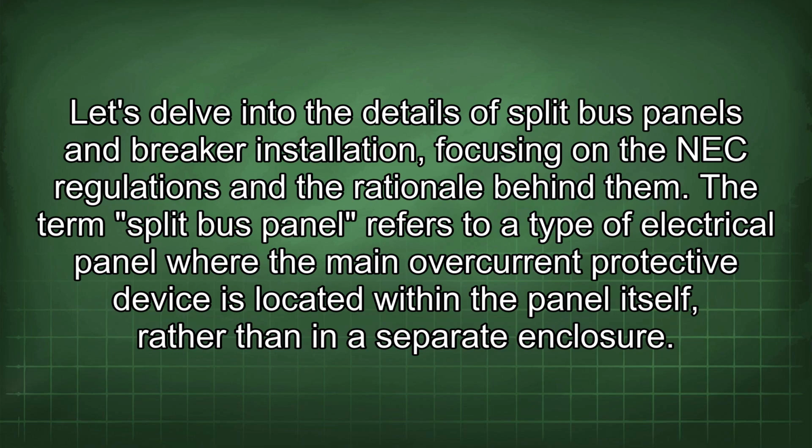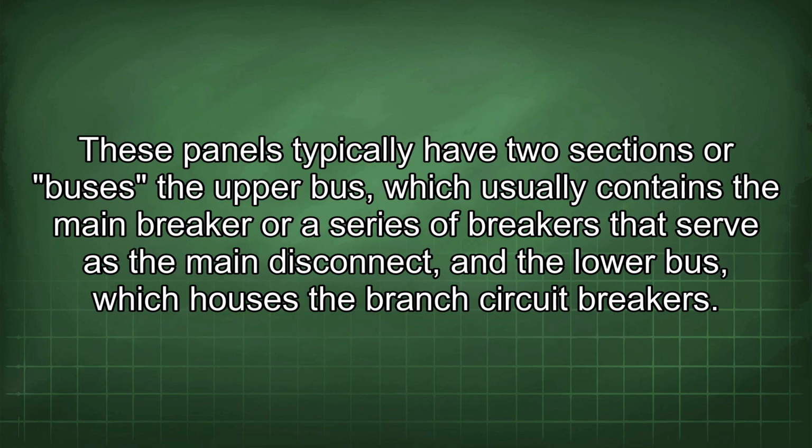The term split bus panel refers to a type of electrical panel where the main overcurrent protective device is located within the panel itself rather than in a separate enclosure. These panels typically have two sections or buses: the upper bus, which usually contains the main breaker or a series of breakers that serve as the main disconnect, and the lower bus, which houses the branch circuit breakers.